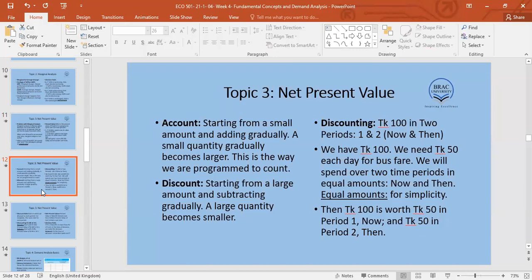Isn't it possible to do the opposite? We start off with 500 taka, and every time period we are deducting 50 taka. That is known as discounting. Does everybody get the difference between the two, accounting and discounting?